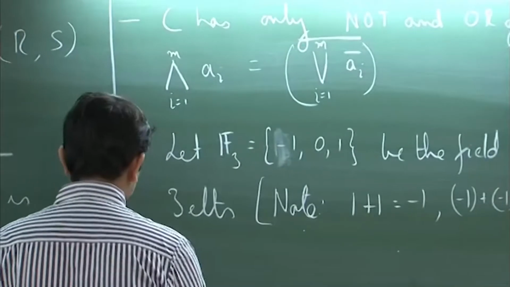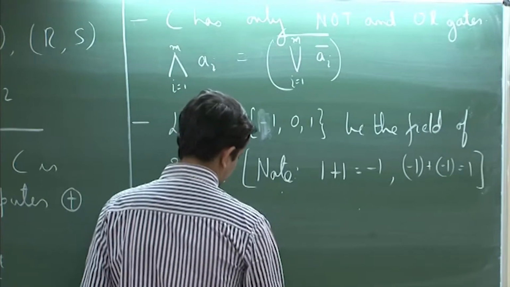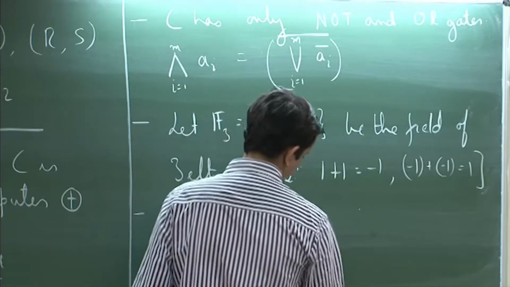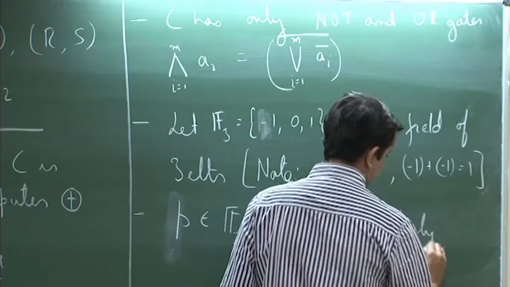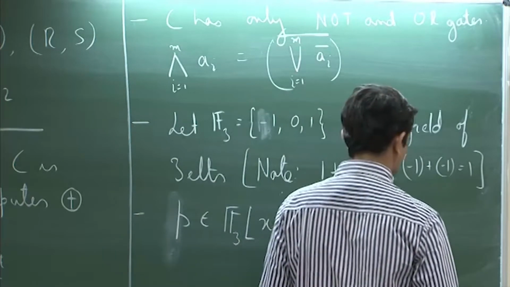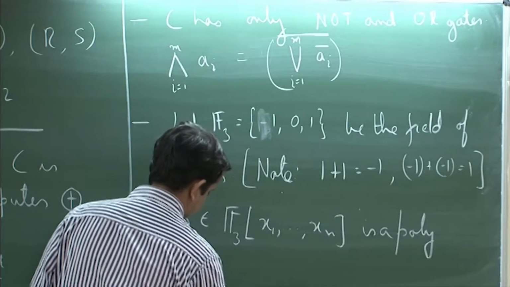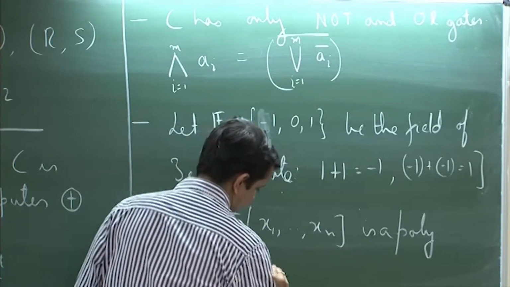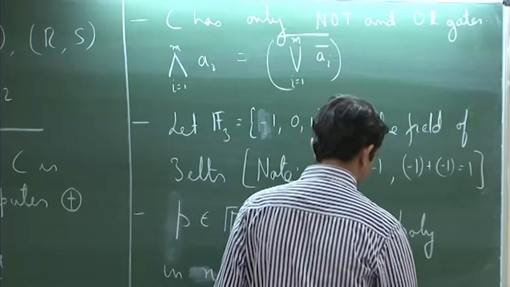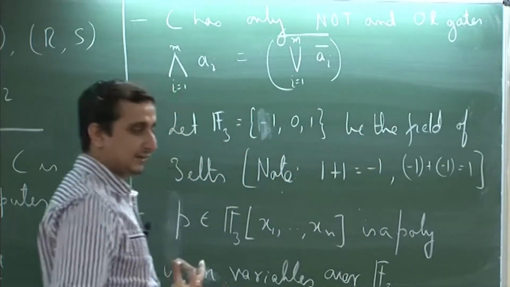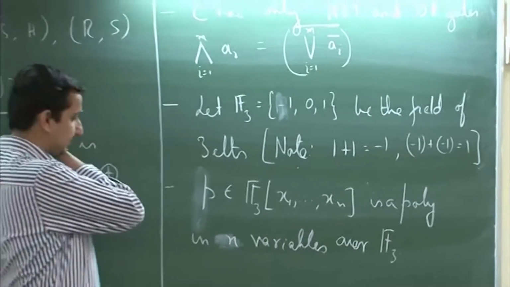So, the next idea is that P in F3, x1 through xn, is a polynomial in n variables over the field F3. It takes its values from F3, and the coefficients of the terms also lie in this field F3.